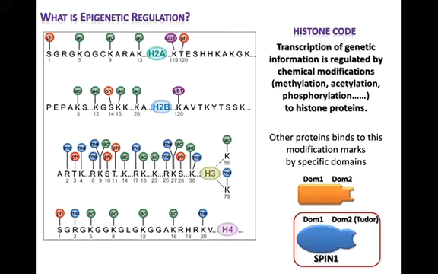The protein, which is actually the first subtopic we'll talk about, is called Spindlin. This protein has two domains, domain 1 and domain 2. And domain 2 is named the Tudor domain. We'll see how these domains bind to a modification on the histone proteins.